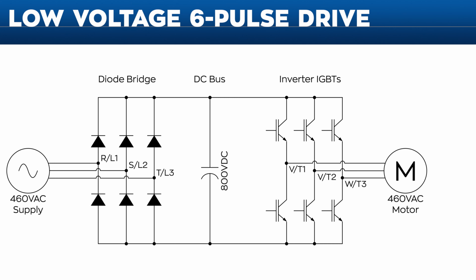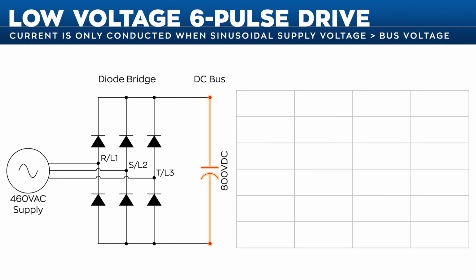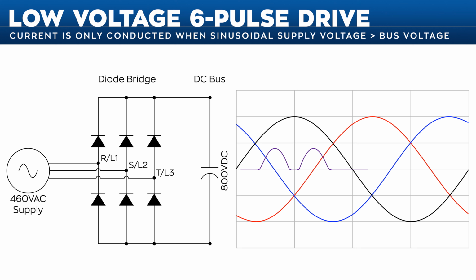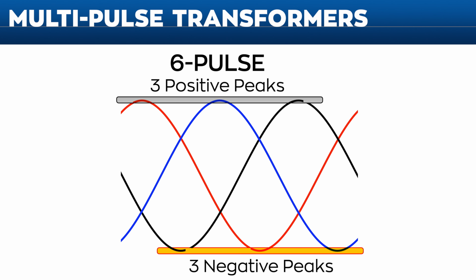In a typical low-voltage 6-pulse drive, current is only conducted when the sinusoidal supply voltage is greater than the bus voltage. This creates a rabbit ear waveform on each phase. One ear occurs when the L1, L2 voltage exceeds the bus voltage. The second ear occurs when the L1, L3 voltage exceeds the bus voltage. And the current waveform is nonlinear and does not resemble a sine wave. In a three-phase system, the diodes conduct at the top and bottom of each phase peak, creating 6 pulses per cycle.